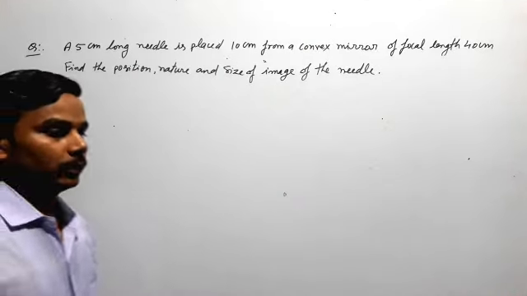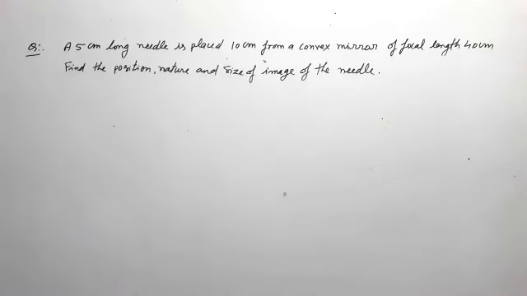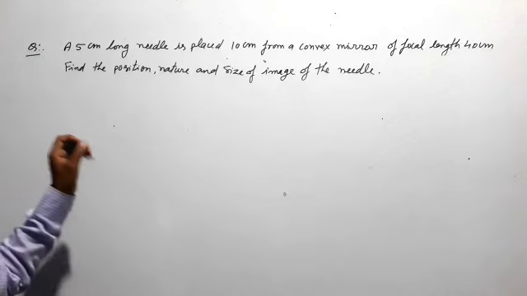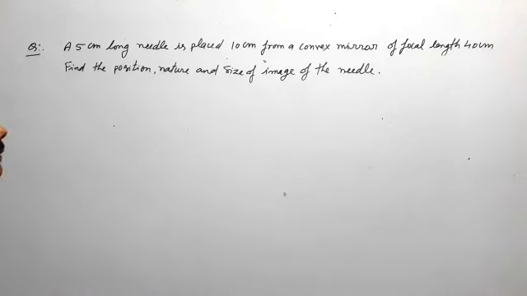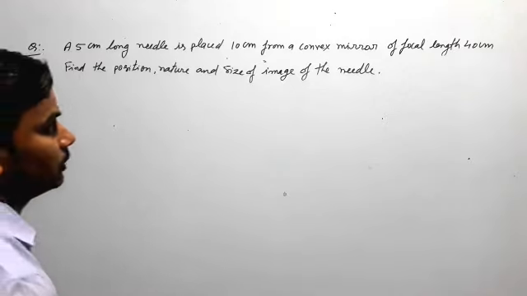Now we are going to solve this question. A 5 cm long needle is placed 10 cm from a convex mirror of focal length 40 cm. Find the position, nature and size of the image of the needle.